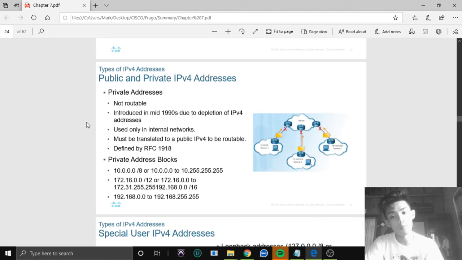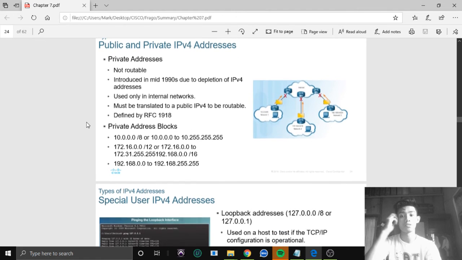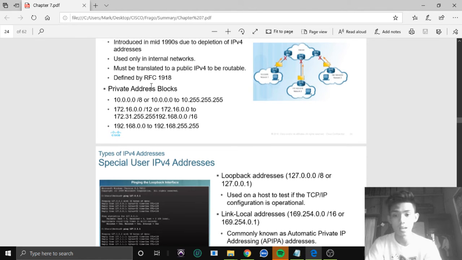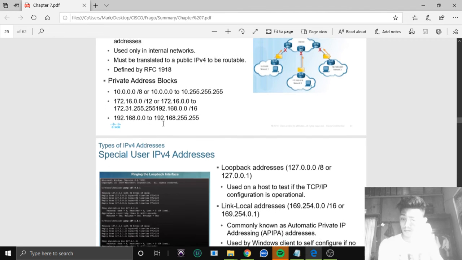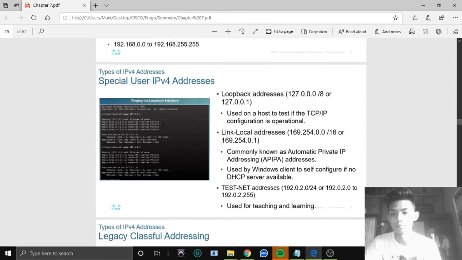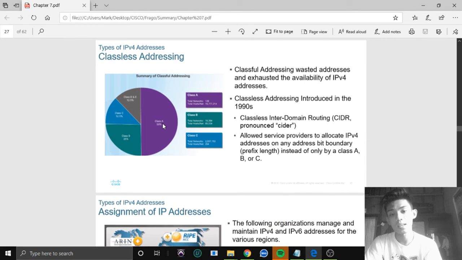Public and private IPv4 addresses. Private addresses are not routable and are used only in internal networks. They must be translated to a public IPv4 address to be routable. As you can see, guys, these are the private address blocks. Classes of addressing: classful addressing wasted addresses and exhausted the availability of IPv4 addresses.